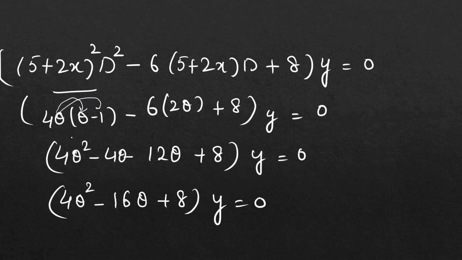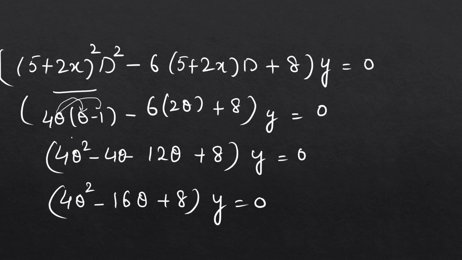Because it is a homogeneous differential equation, as we easily know, our complete solution is directly given by the complementary function. So before writing the complementary function, first of all we will write down its auxiliary equation. What is the meaning of auxiliary equation? It means you take the coefficient of y equal to 0. So we take the coefficient of y, which is 4 theta squared minus 16 theta plus 8, equal to 0.